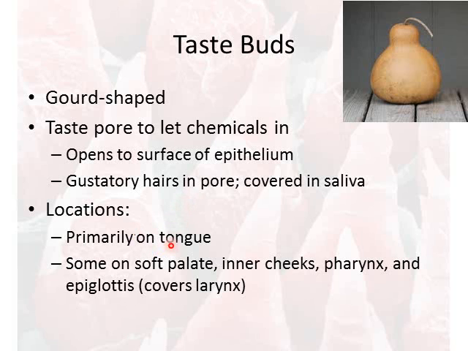We find these mainly on the tongue, but we also have taste buds on our soft palate, which is like the roof of your mouth and towards the back, towards the posterior part, inner sides of your cheeks, as well as the pharynx and the epiglottis, all on the back of your throat. You also have taste buds as well.